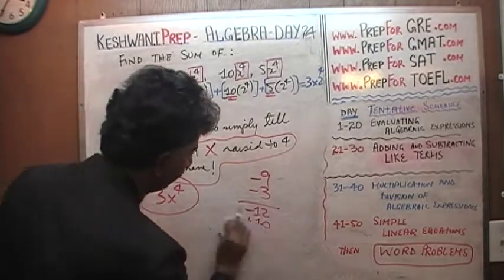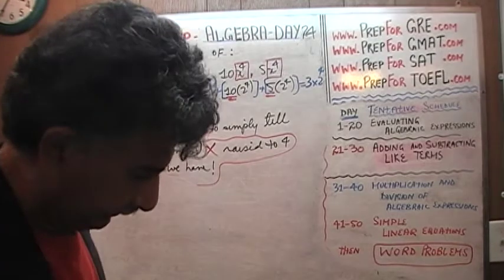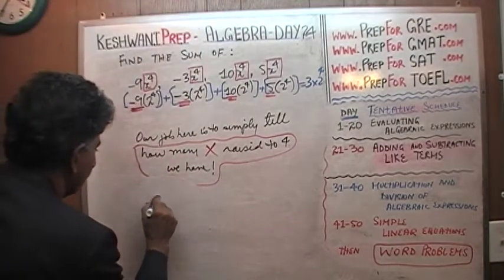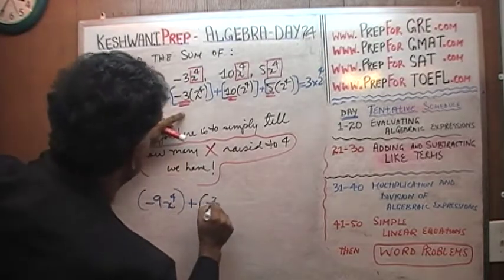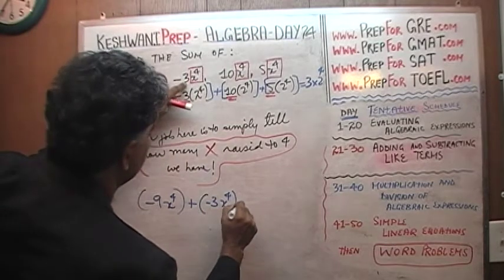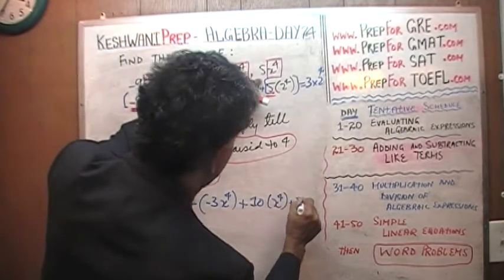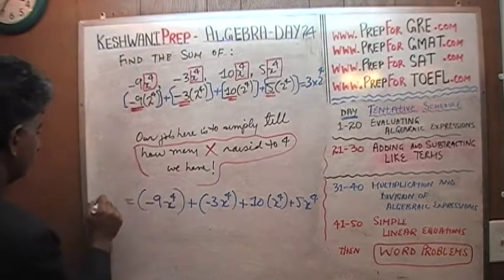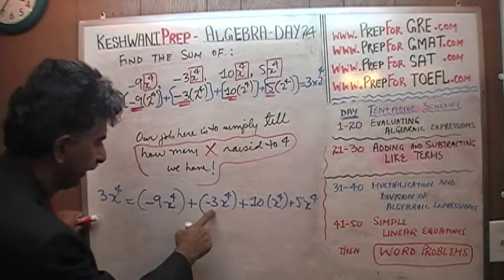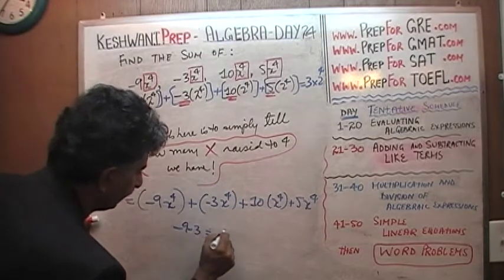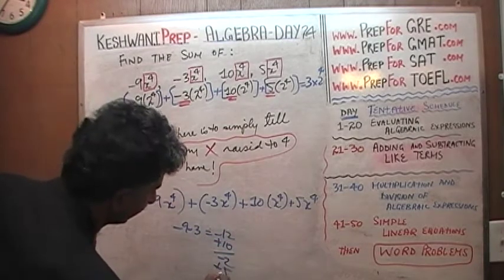If you were to add up all of this quantity: negative 9 x raised to 4 plus negative 3 x raised to 4 plus positive 10 x raised to 4 plus a 5 x raised to 4 equals 3 x raised to 4. That's it. One more time. Negative 9 and negative 3 is negative 12. Negative 12 and a positive 10 gives us negative 2. And negative 2 and a positive 5 gives us positive 3.